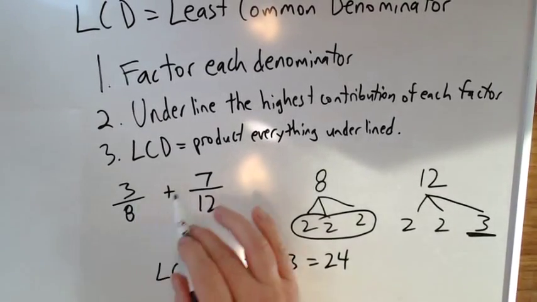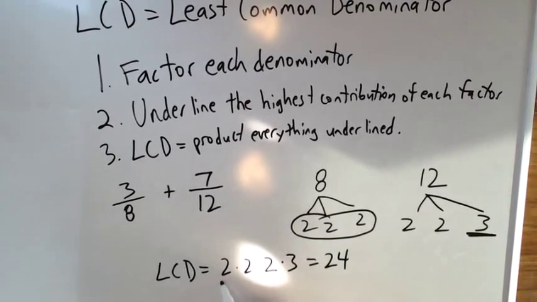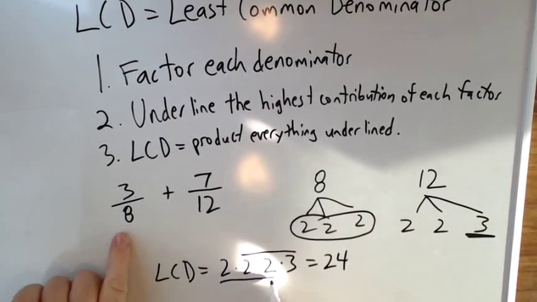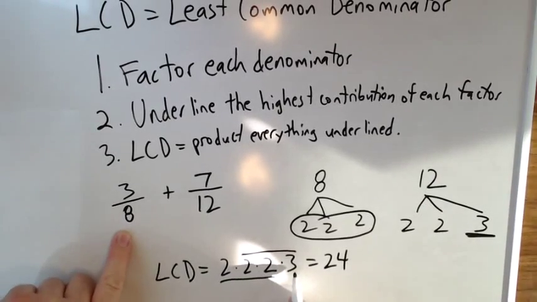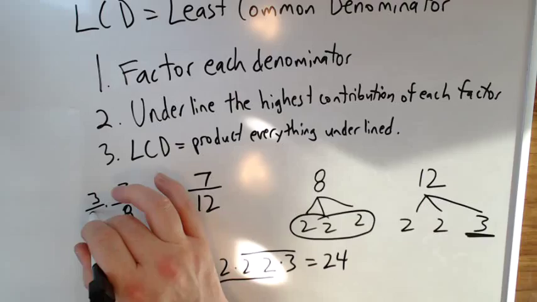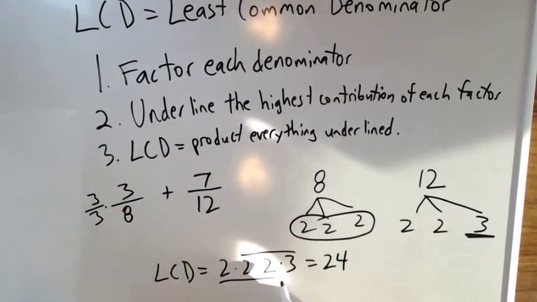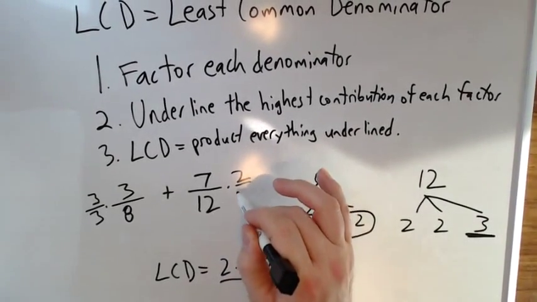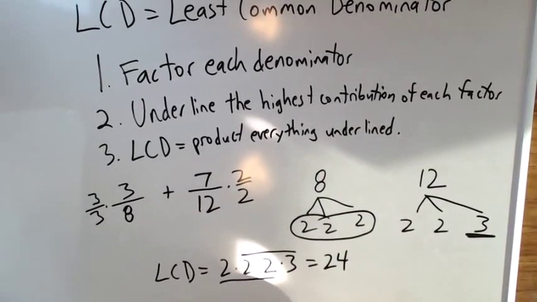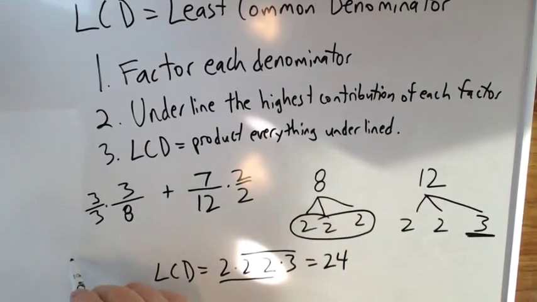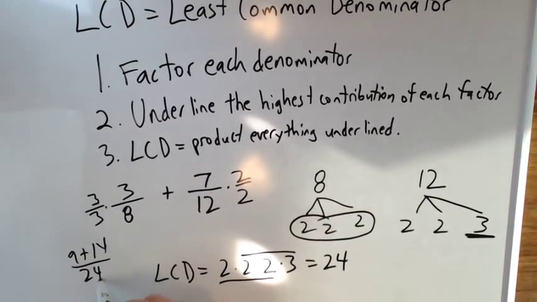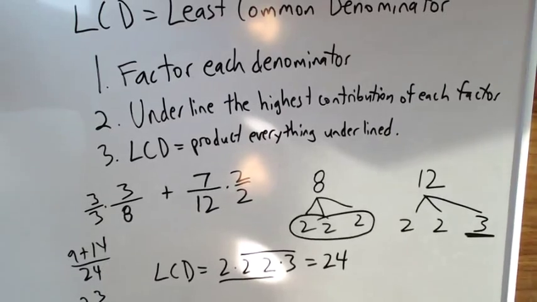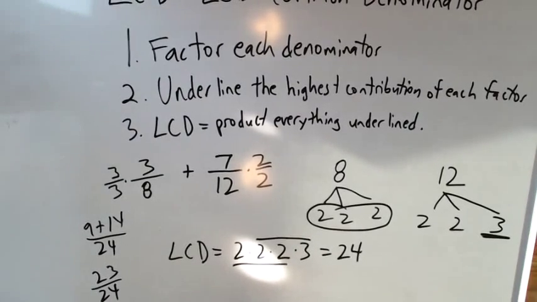We'd want to convert each of these fractions into 24ths. The 8 is here and the 12 is here. The underlined things on the bottom are what the 8 is, and what's missing is the 3. If I multiply top and bottom by what's missing, that gives me the correct thing. The 12 is here, so what's missing is a 2. I multiply top and bottom of this one by what's missing from its factorization to the LCD. I get 9 plus 14 over the common denominator of 24. 9 and 14 is 23, so that's 23 24ths. You can barely see it there at the bottom of the screen.